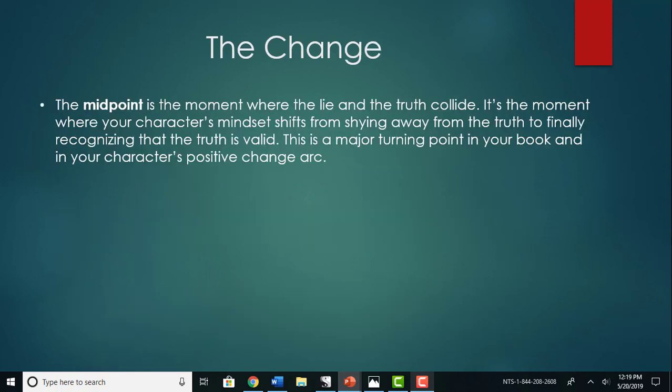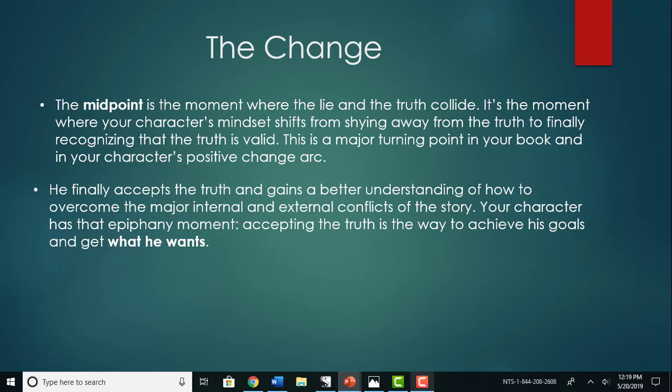We're going to talk a little bit more about how they change now, and they're going to be accepting the truth. The midpoint is the moment where the lie and the truth collide. It's the moment where your character's mindset shifts from shying away from the truth to finally recognizing that the truth is valid. This is a major turning point in your book and in your character's positive arc change. He finally accepts the truth and gains a better understanding of how to overcome the major internal and external conflicts of the story. Your character has that epiphany moment. Accepting the truth is the way to achieve his goals and get the thing he wants.